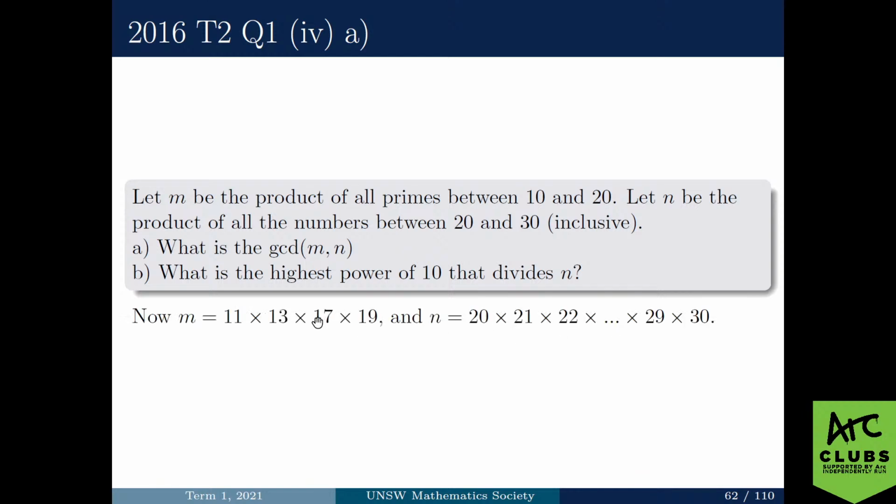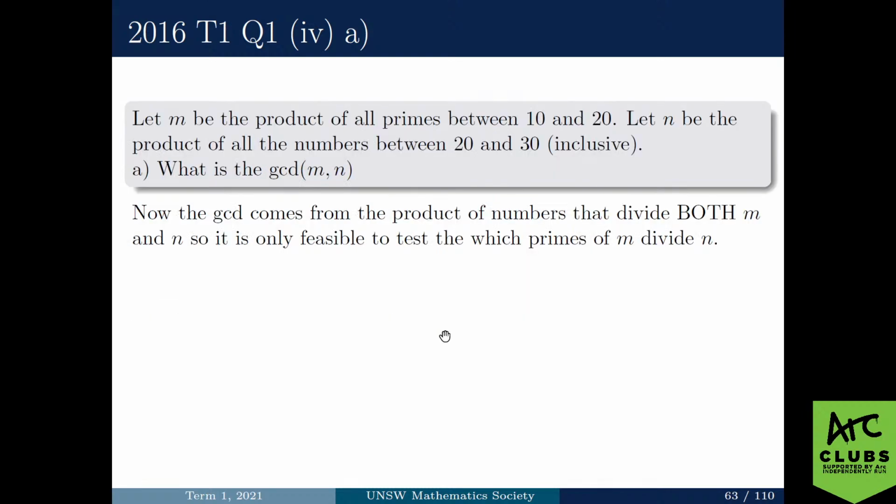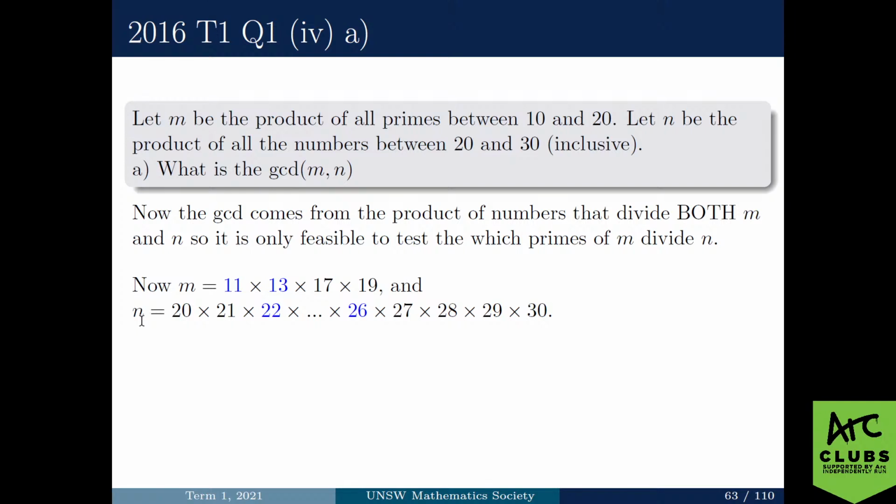We need to identify the primes of this number and see how many primes m and n have in common, because then that would give us our greatest common divisor, right? And so it seems sort of useless if we were to look at n, right? Because n has heaps of primes. We have 20, which by itself has 5, 2, and 2. 21, which has 3 and 7. And just all these numbers, the prime factorization of n is very large. But we're just looking for the primes that are in common, right?